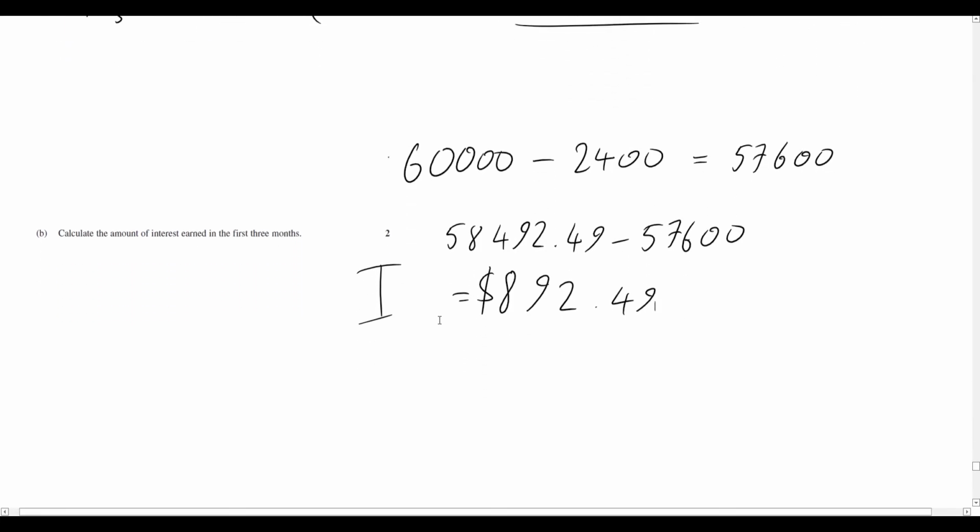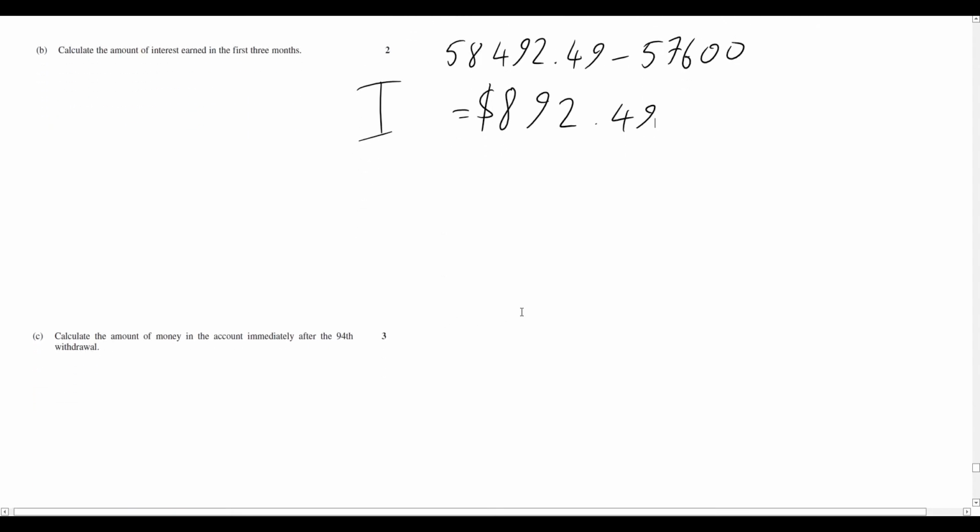Now, going on to part C. Calculate the amount of money in the account immediately after the 94th withdrawal. So this is definitely going to be one of those questions where we can't just sit here and go A0 equals, A1 equals, A2 equals, all the way down to A sub 94.